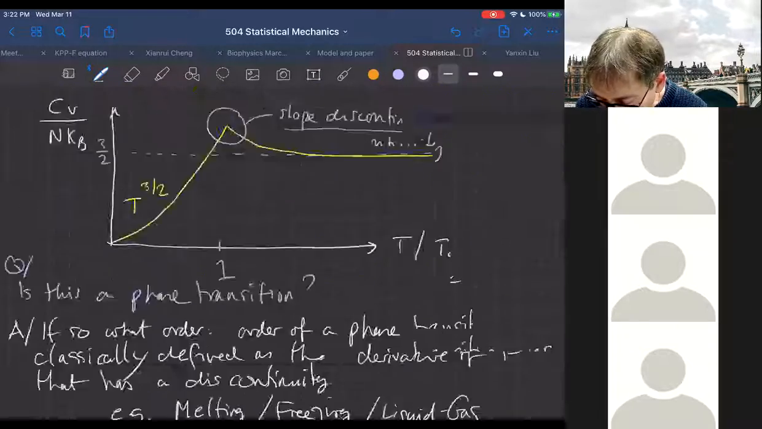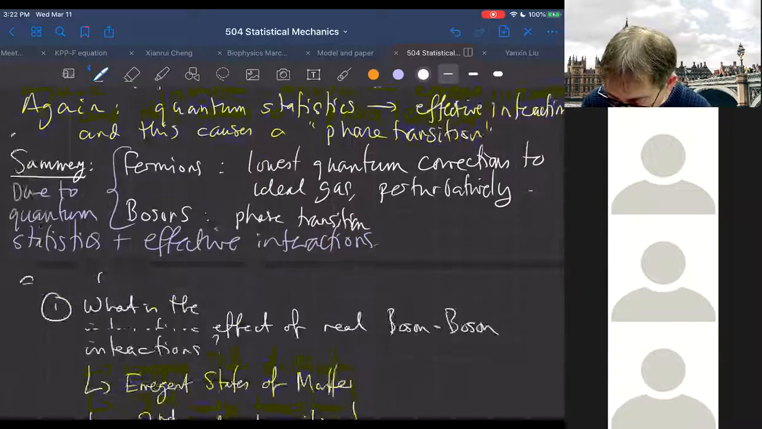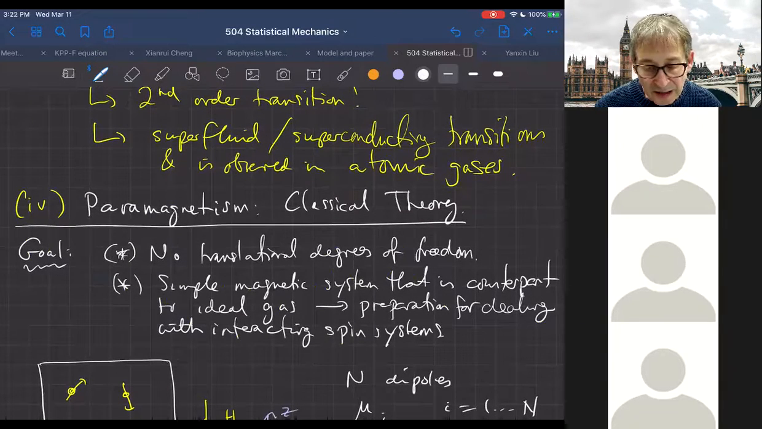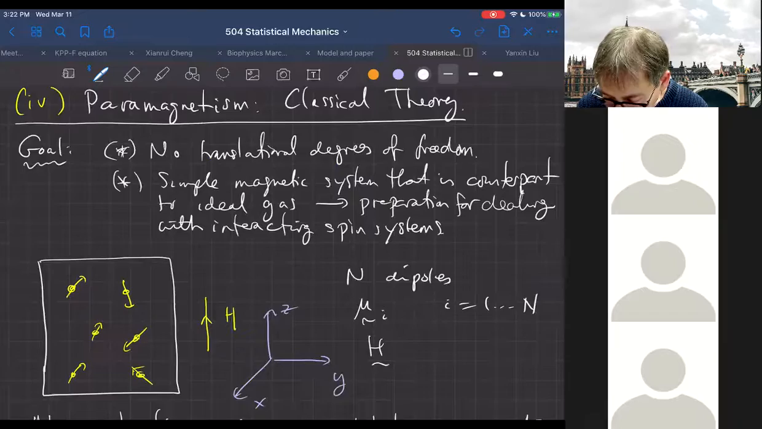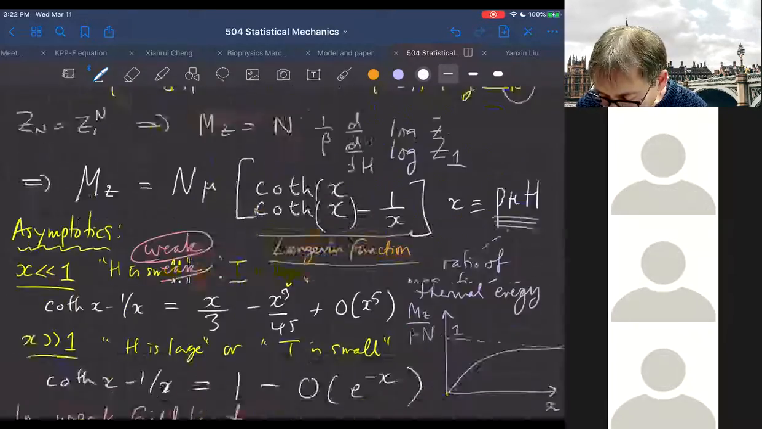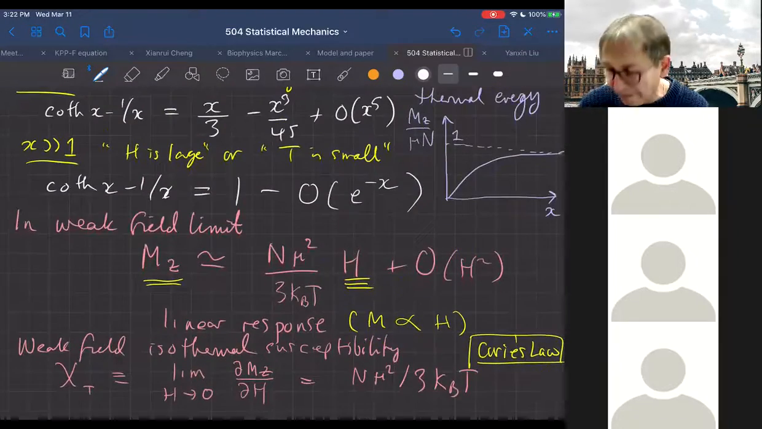So that was the behavior of the Bose gas. And then we saw that the quantum statistics give rise to an effective interaction, just as we saw with the fermion case. And then lastly, we did the ideal classical paramagnet, and we saw how the partition function factorizes, and we can compute the response.